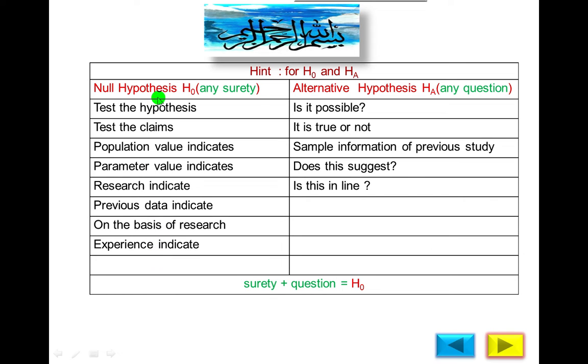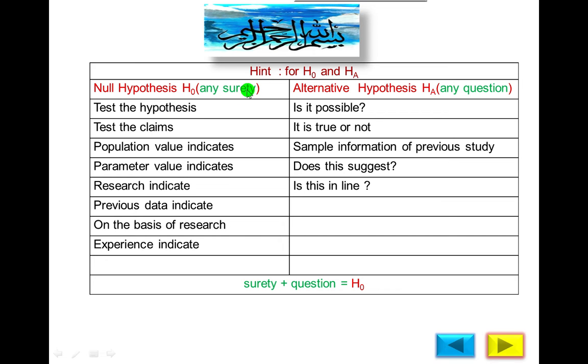Suppose in the first question the statement is clearly given, "test the hypothesis." Test the hypothesis indicates this is the statement for the null hypothesis. Null hypothesis is given. Test the claims. Population value indicates, parameter value indicates, research indicates, previous data indicate, on the basis of research, on the basis of experience indicate. These words indicate surety, 100% surety.